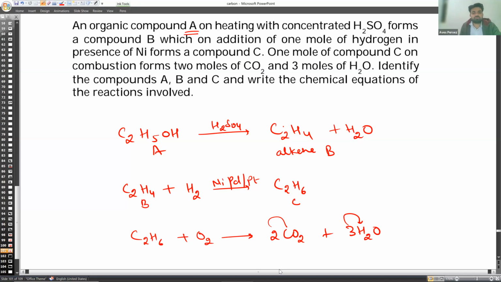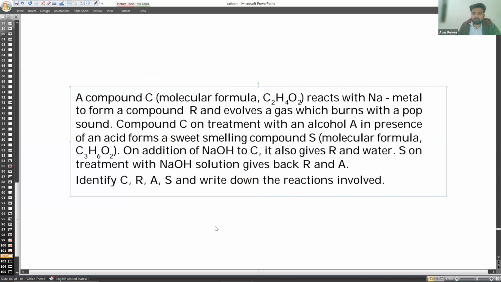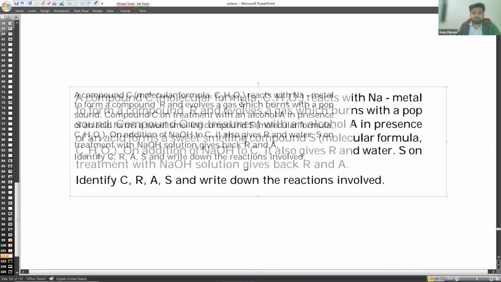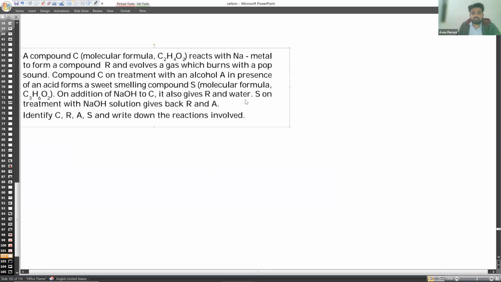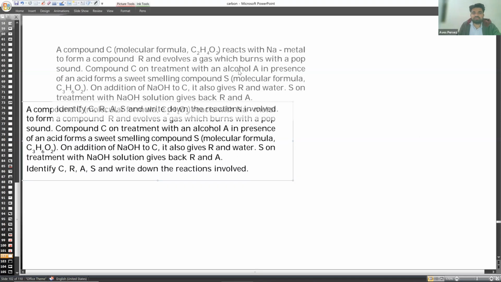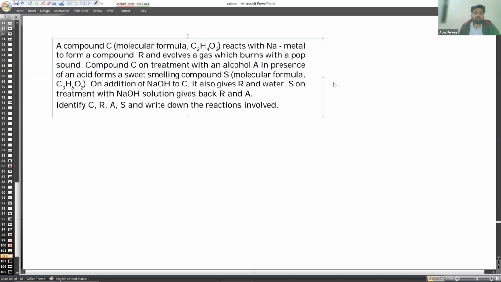So let's do another question also. One more last question. So here it is on your screen. What it's saying, you have to do this one practice. You have to practice a lot. Only then are you able to solve this kind of question. Okay, so what is it saying here?